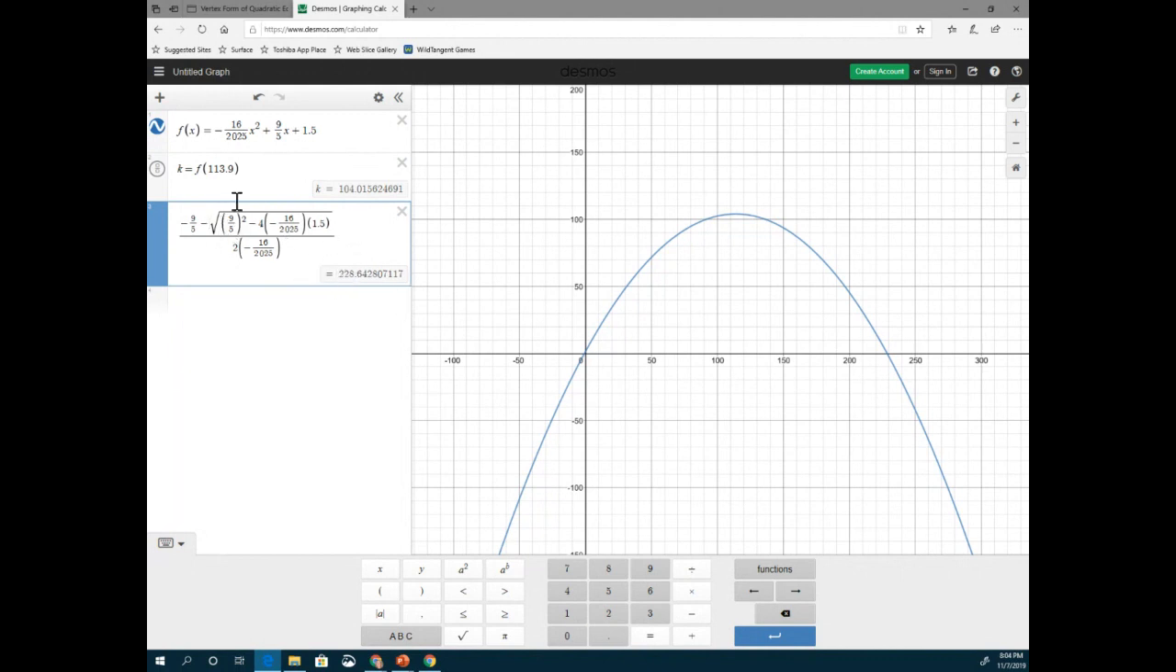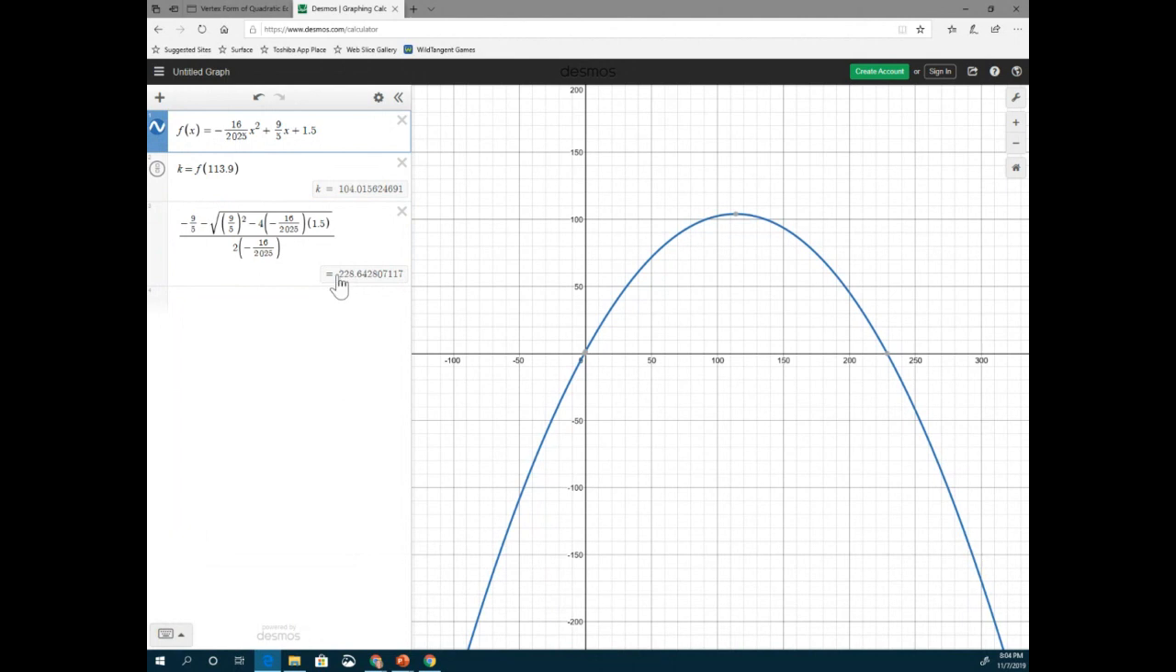So it says, how long is the punt? We have two x-intercepts. We want that distance from 0, which actually is already compared to 0. So that is how long the punt is. The punt goes about 229 feet because it's already basically counting from 0. And we can verify that on the graph.